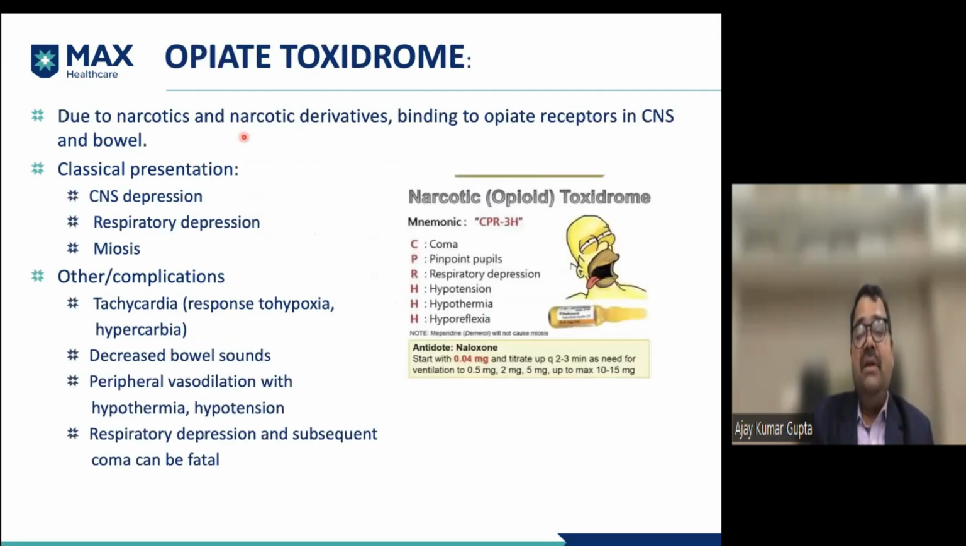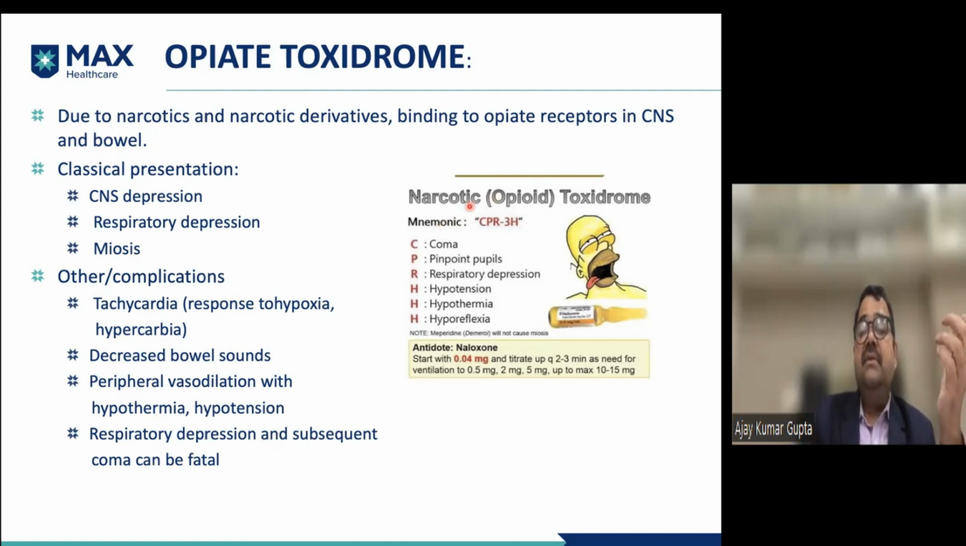Then we come to the next one. This is the opiate toxidromes, and this is usually found due to the narcotics and the narcotic derivatives, in which there is a binding to the opiate receptors in the central nervous system and the bowel. And the classical presentation is the CNS depression, respiratory depression, miosis, and the other complications. They include the tachycardia, response to hypoxia and hypercarbia. Then the decreased bowel sounds are there, peripheral vasodilatation with hypothermia, hypotension, and there is a respiratory depression and subsequent coma, which can be fatal.